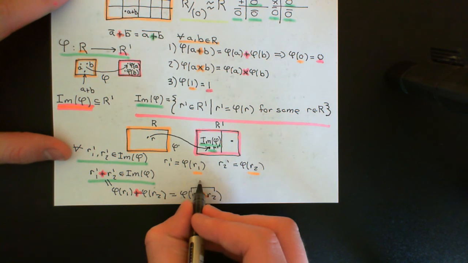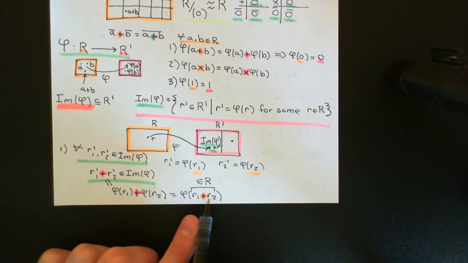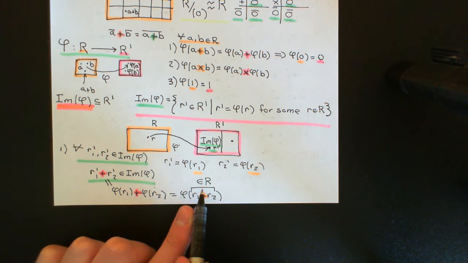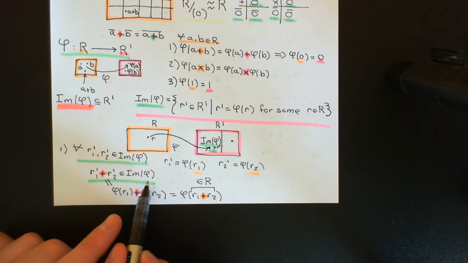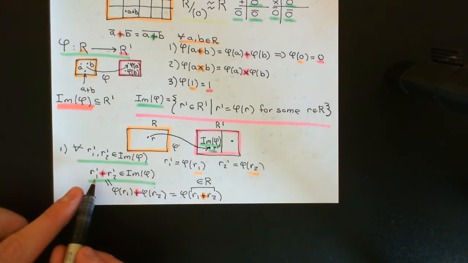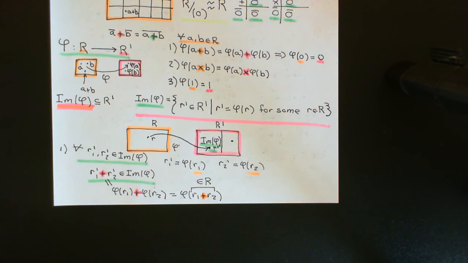R1 plus R2 is just some element of the domain ring, capital R. So I've now written it as phi of some element of the domain ring, which is exactly what it needed to be written as in order to qualify for being in the image of the homomorphism. So this is equal to this, ergo this is in the image of the homomorphism. Done. So it is now closed under addition.